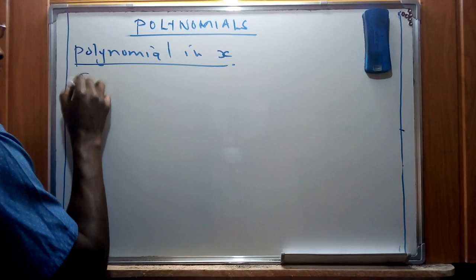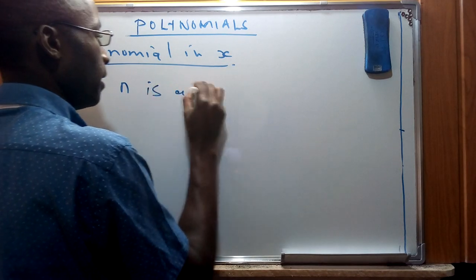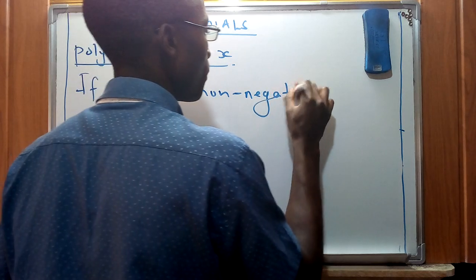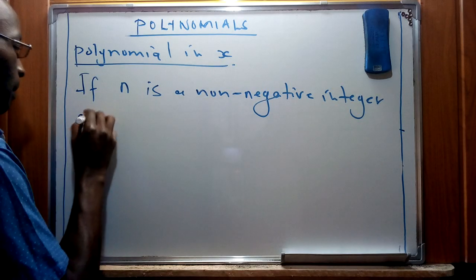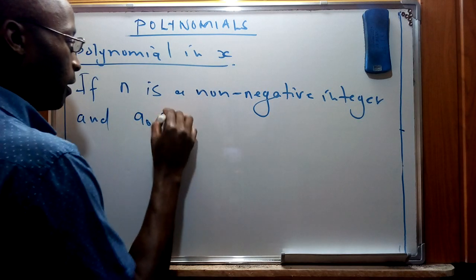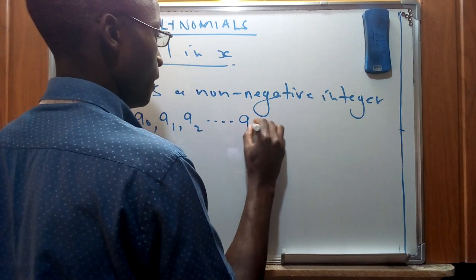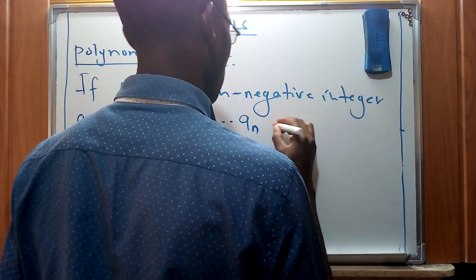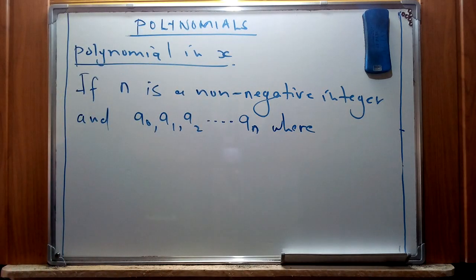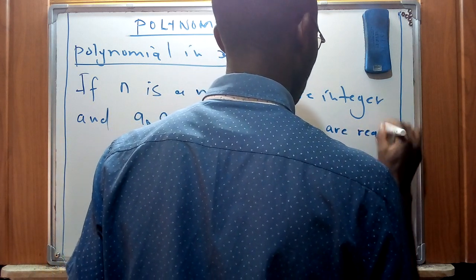So if we have a number n, which is a non-negative integer, and the numbers a0, a1, a2 up to an, we said we have a finite number, then we're going to see that this range of numbers are going to be real numbers.